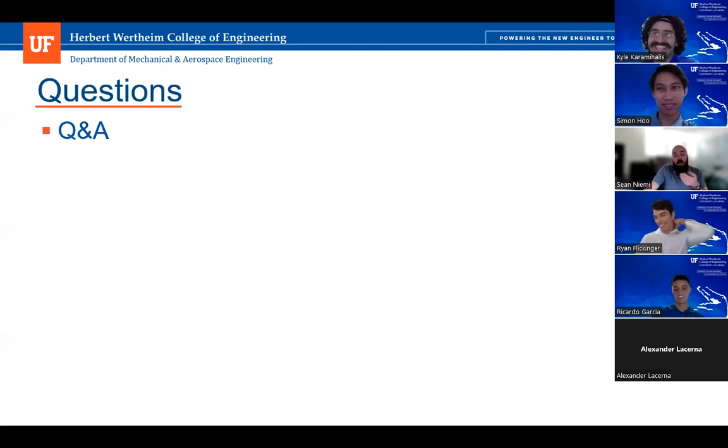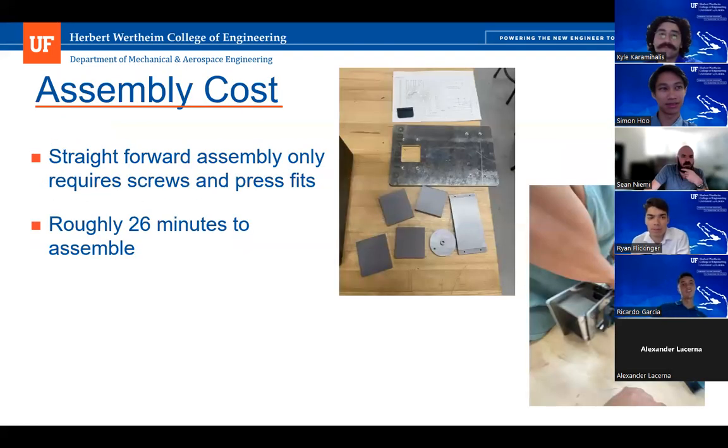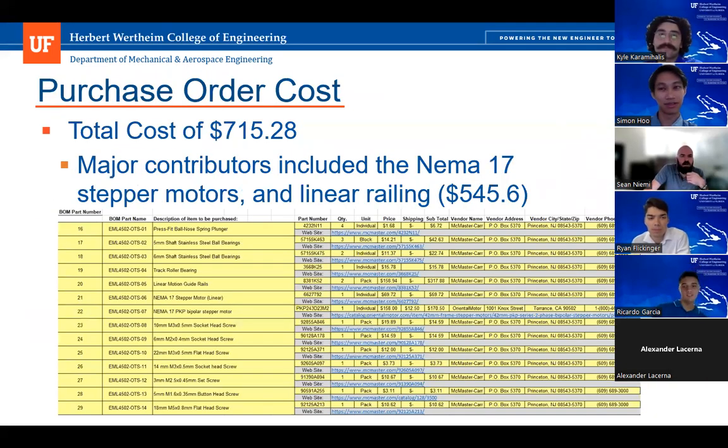Yeah, and so on the point of cost, you said it was like, what, $750? Can you go back to that slide? Now we will get a question. So 3/4 of your cost is in the motors and the linear rails, but total cost is only $715. How does this compare to other products that are on the market?